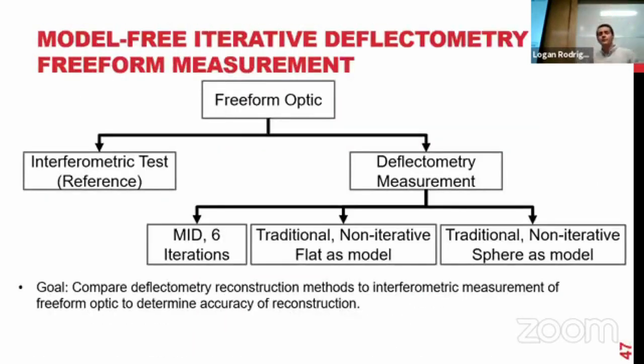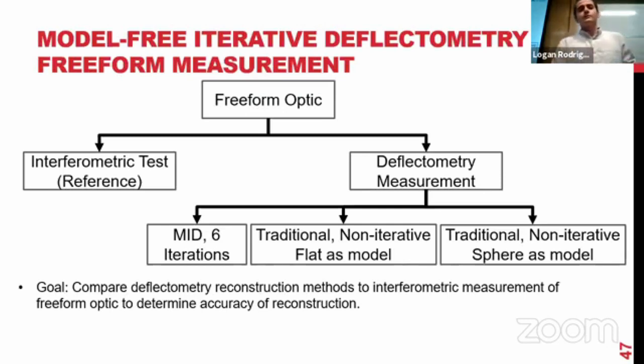So we measure it on the interferometer. We want to say, okay, we came up with this method. How do we know if it's good? We measured the same optic with a deflectometry system. We reconstructed the surface using the model-free iterative deflectometry for 6 iterations. We additionally, as a comparison, reconstructed it using a traditional method of just saying, I don't know what it is, so I'm going to assume it's flat. That's not that great of a guess. We can figure out how spherical it is. So we said, okay, instead of assuming it's flat, I'm going to assume it's a sphere, best fit sphere as our model.